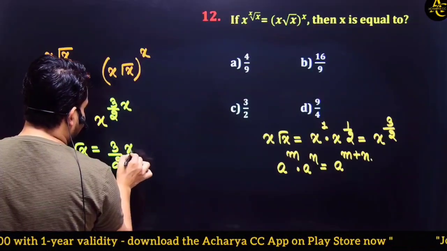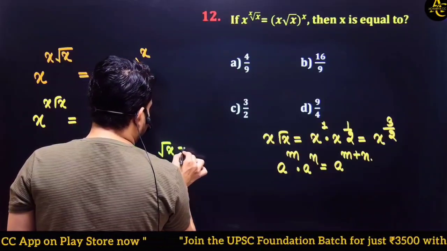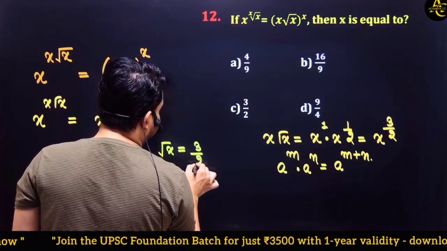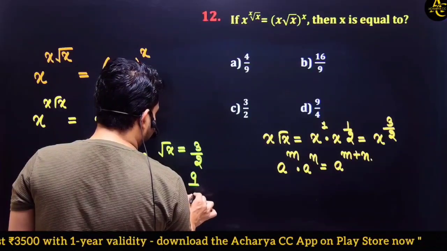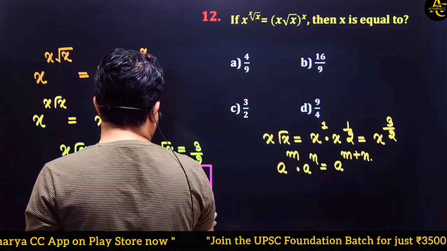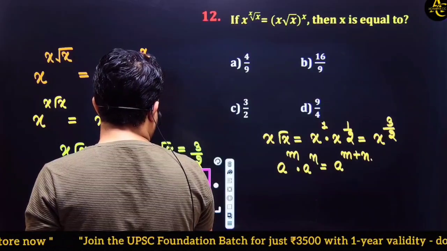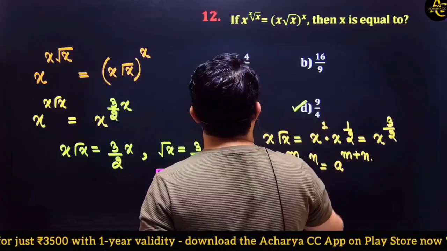x and x will be cancelled out. So I can write root x is equal to 3 by 2, and I have to find the value of x. So x is equal to, squaring both sides, 9 by 4. 9 by 4 is the required answer of this particular question. That is option number D. Next.